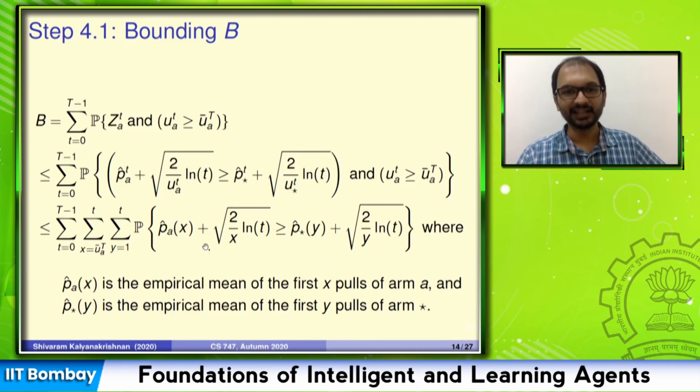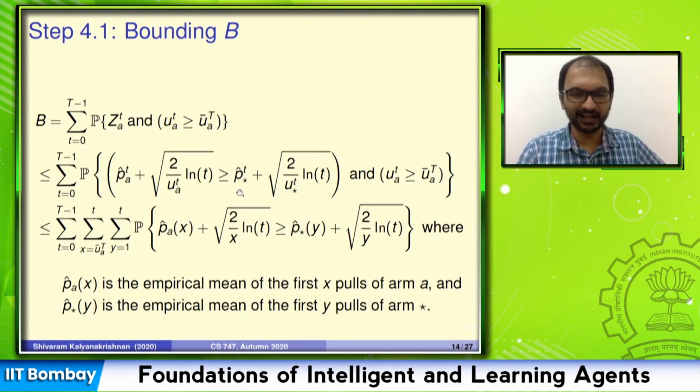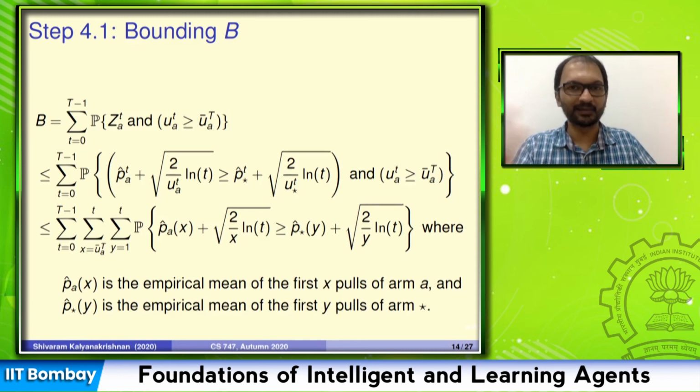What are these things? These are rewritings of p hat t A in terms of p hat A x, and p hat t star in terms of p hat star y, where x and y are varied over the corresponding ranges. What you need to be convinced of is that if this event has happened, then one of these events must have happened for some x and y. In fact, we won't encounter all these x's and y's, but certainly we would have encountered at least one pair x and y that makes this happen if the event on the second line has happened.